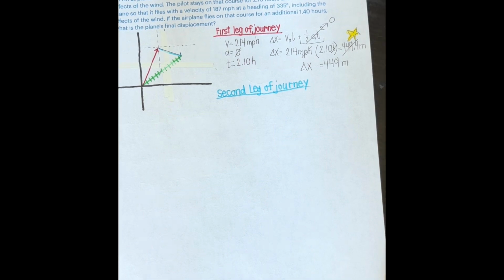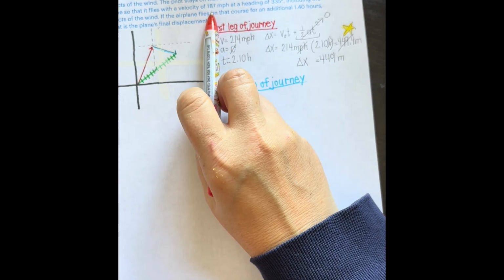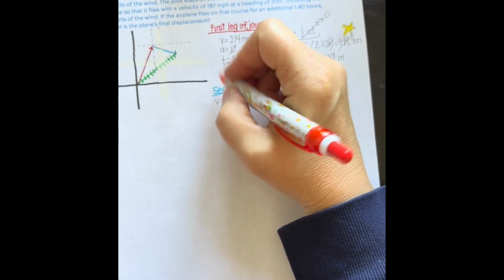All right, so is this our answer? Absolutely not. This was only the first leg of the journey. We did learn something though. We learned that the first leg of the journey resulted in a displacement of 449 miles at an angle of 65 degrees. That then is where the second leg of the journey begins. If we can figure out the displacement that results from the second leg, we should have enough information to determine the final displacement of the airplane. So once again, the velocity of the second leg is 187 miles per hour.